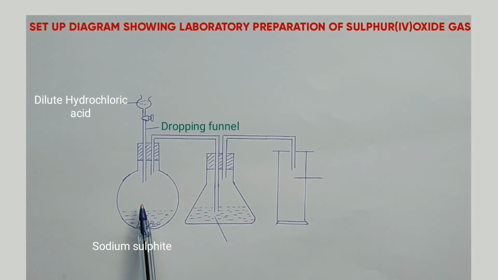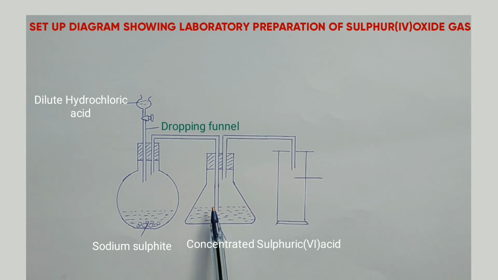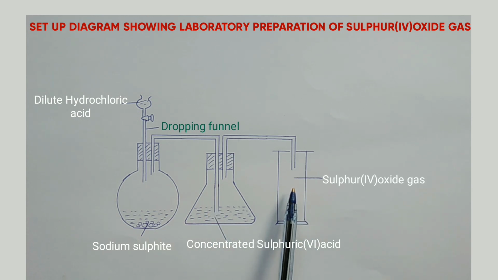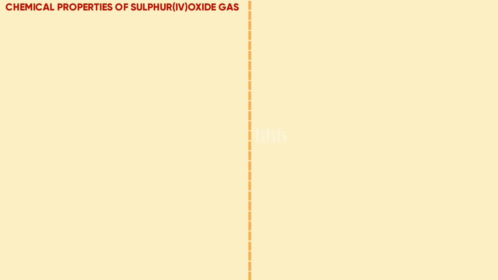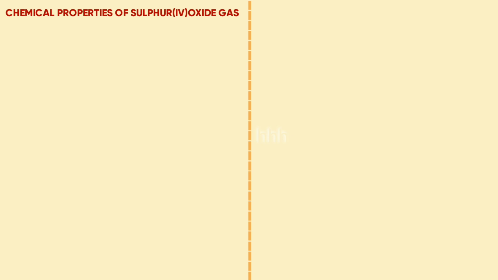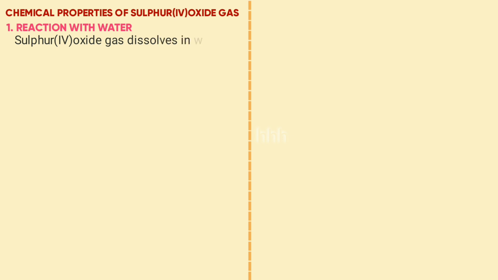Now once this gas is prepared in the generator, it is passed through concentrated sulfuric acid where its role is to dry sulfur 4 oxide, then collected by downward delivery because it is denser than air. Now chemical properties of sulfur 4 oxide gas include: 1. Reaction with water. Sulfur 4 oxide dissolves in water to form sulfuric 4 acid.